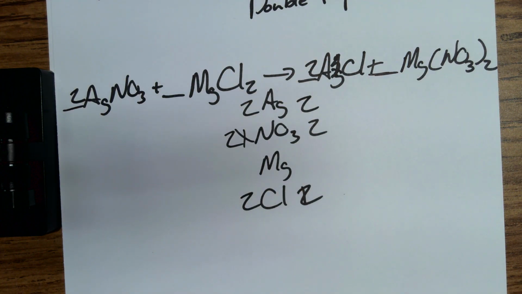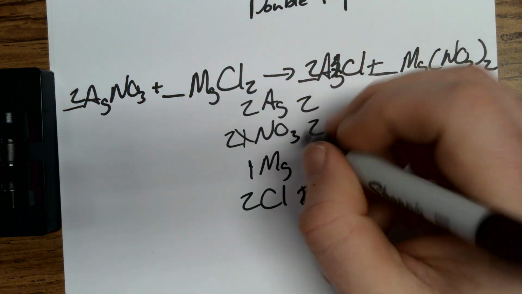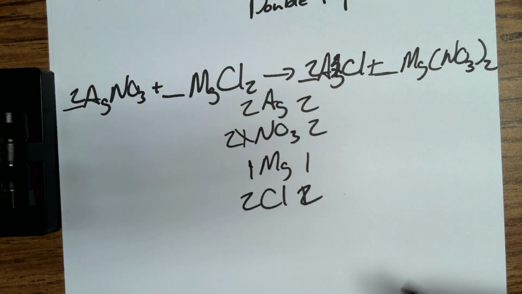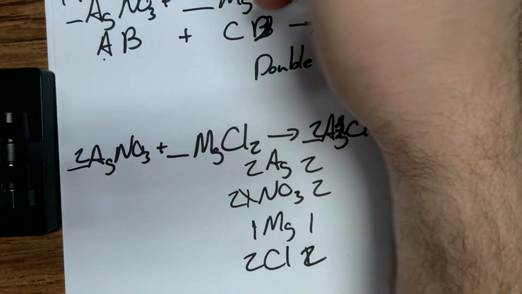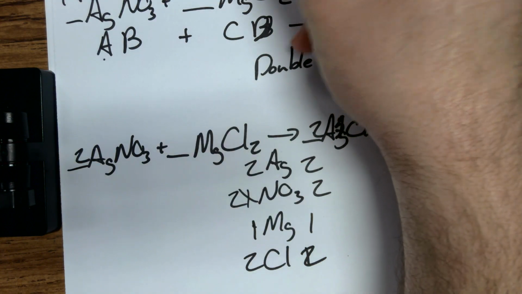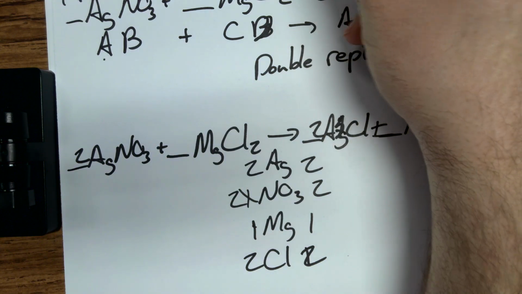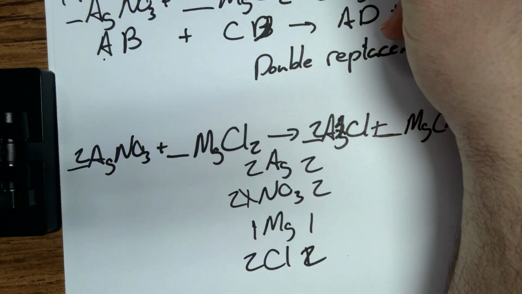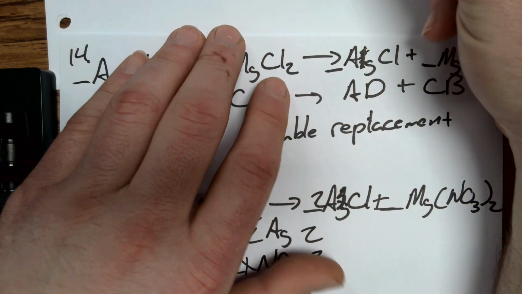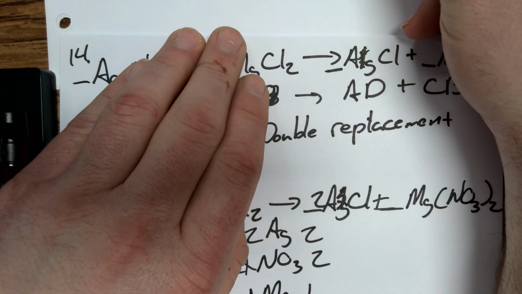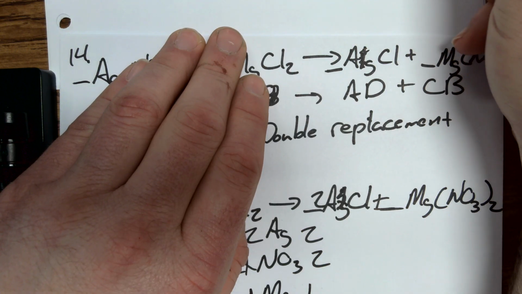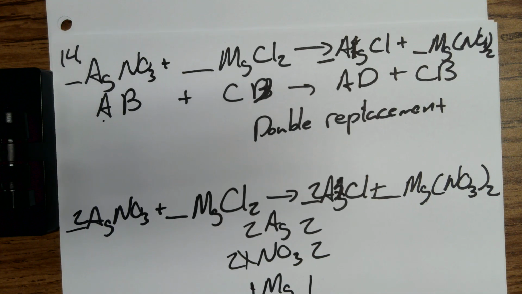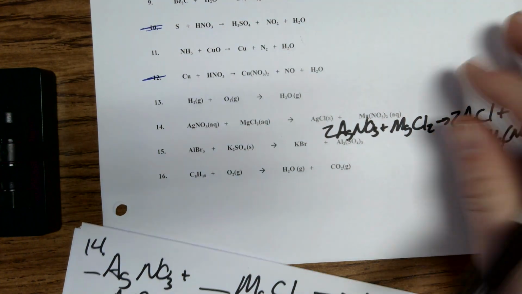1 magnesium and 1 magnesium. Are my atoms balanced with each other? Yes. So for 14, my final answer is 2 AgNO3 plus MgCl2 yields, because I'm running out of space since I wrote too big, 2 AgCl plus MgNO3 2. There's my final answer.